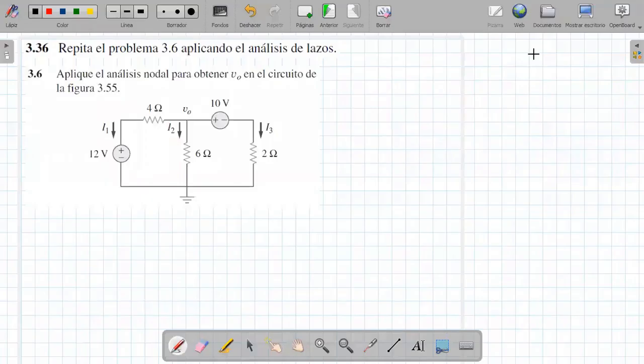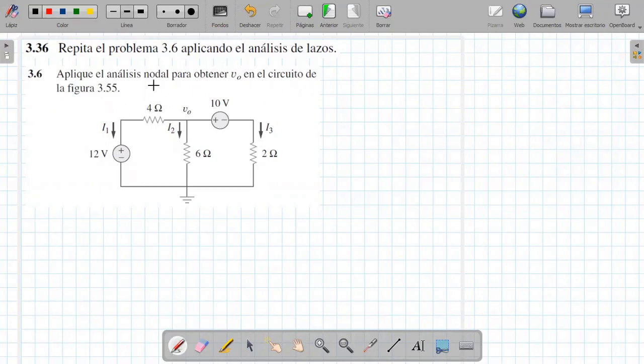Good morning, colleagues. Today we are going to solve exercise 3.36 from the book Fundamentals of Electric Circuits by Sadiku. In this exercise, it tells me to repeat problem 3.6 applying loop analysis. Here is problem 3.6: it tells me to apply nodal analysis to obtain V0 in the circuit in the figure.